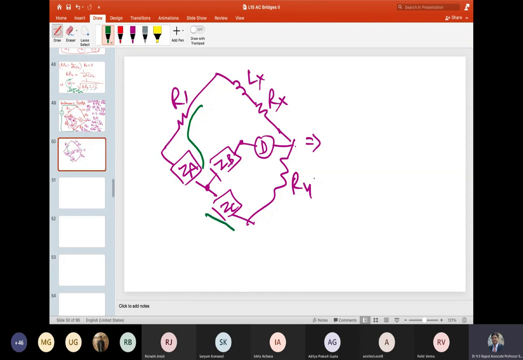ZC is another arm, R4 is another arm, and one more arm is LX, RX. Over here you can see that ZB and D have become in series. So I can understand that ZB is basically the internal resistance of the detector or the galvanometer which we have placed for null detection. Accordingly, in this bridge, ZB will go off. We can ignore ZB or consider ZB to be an integral part of D, right? So our new bridge will become this.